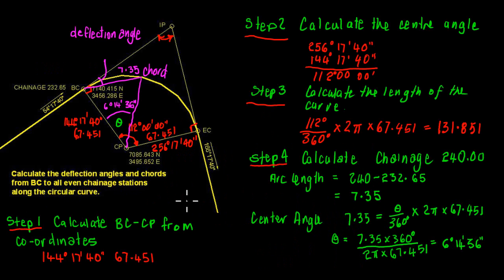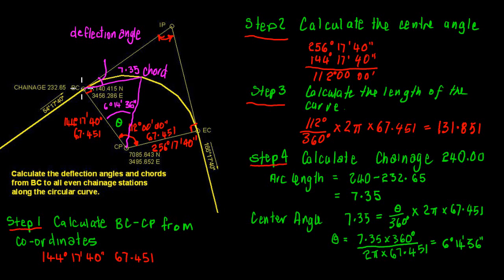And here's our curve. This is the one that we're going to deal with. So the question that we're being asked is calculate the deflection angle and chords from BC to all the even chainage stations along the circular curve. So that means we could set them out from BC in the traditional old school style, but nonetheless it's helpful to give us a good understanding of how these circles work.